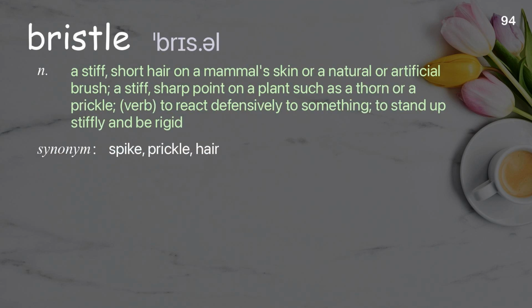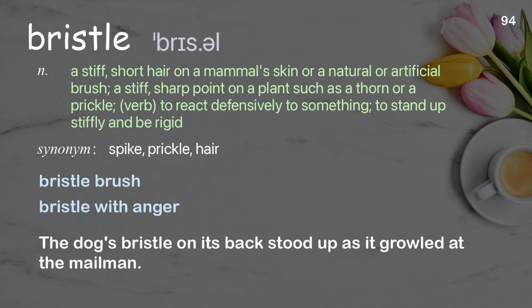Bristle. A stiff, short hair on a mammal's skin or a natural or artificial brush, a stiff, sharp point on a plant such as a thorn or a prickle. Verb, to react defensively to something, to stand up stiffly and be rigid. Examples: Bristle brush, bristle with anger. The dog's bristle on its back stood up as it growled at the mailman.